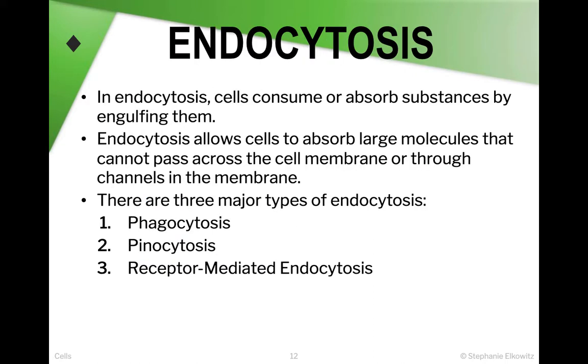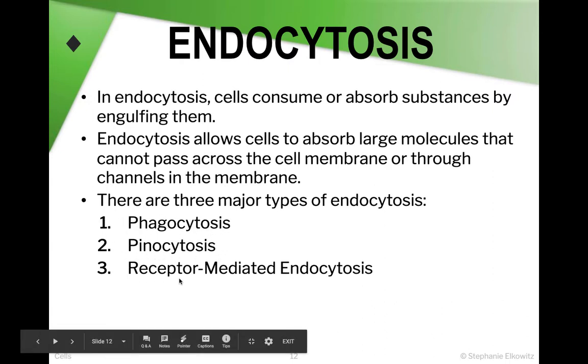So let's see. Endocytosis allows cells to take in large molecules that cannot pass across a cell membrane or through channels in the membrane. So basically, this allows the cell to take things inside that are too big to go in through a channel protein or through osmosis and things like that, okay? There are three major types of endocytosis. So remember, endo means going inside. Phagocytosis, pinocytosis, and receptor-mediated endocytosis, okay?